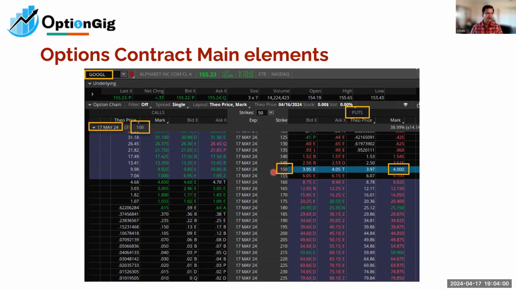So if you are buying this contract, you are buying a right to put 100 shares of Google. That's where it's shown, like there are 100 shares under this contract. Or if you are selling this, then you'll have to buy 100 shares of Google. So these are the main elements of any option contract.